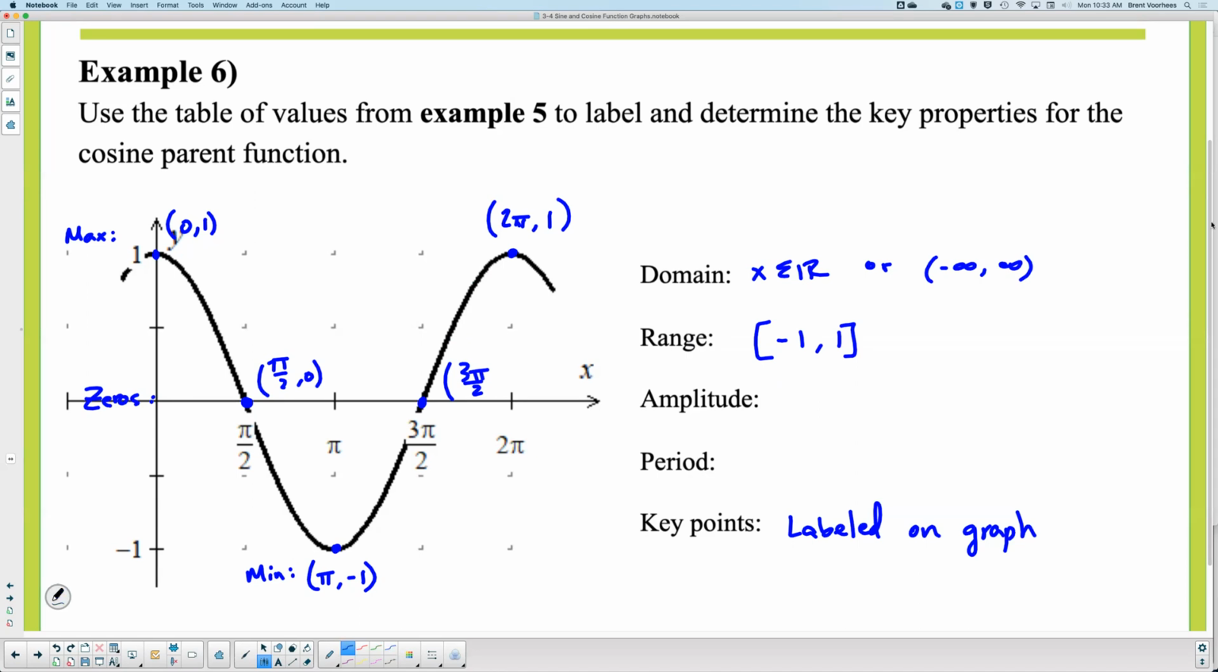The amplitude. Again, this is maximum, 1, minus minimum, -1, divided by 2, which 2 negatives become positive. 2 divided by 2 is 1. That's our amplitude. And the period. How long does it take to repeat? 2 pi. There you go. So it's very similar to sine. Very, very similar to sine.